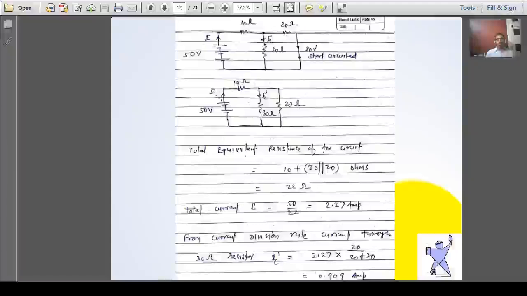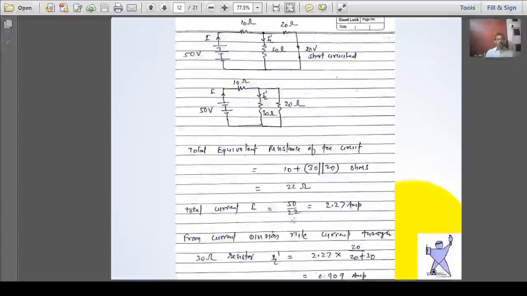So this is the total current, not the current flowing into the 30 ohm resistor. We are interested to calculate the current at the 30 ohm resistor, so we'll apply the current division rule. According to the current division rule, the current flowing through the 30 ohm resistor is 2.27, that is the total current, into 20 upon 20 plus 30, because there are two resistors in parallel, 20 and 30 ohm. It will give you 0.909 ampere.